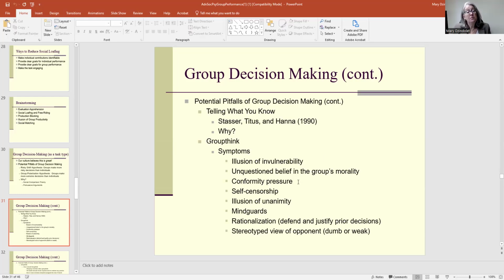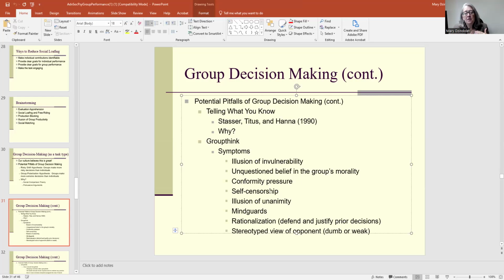There's conformity pressure. The group is set up because everyone gets along so well, and we're all experts, and we all know what we're doing, and we all feel so great about each other that there's pressure not to go against what some of the people in the group are saying. And so once you've got this pressure to conform and agree with what other people are saying, then you're not going to say everything you think of. So you're going to have some of this self-censorship where people are not saying everything that comes to mind.